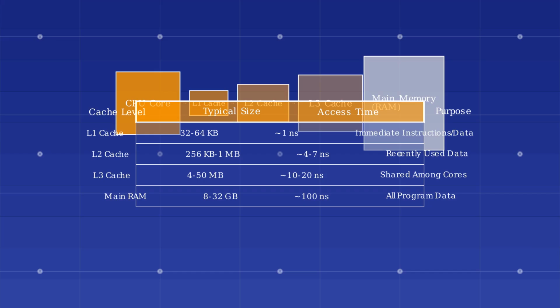L1 cache is the smallest but fastest, typically between 32 to 64 kilobytes with access times of about 1 nanosecond. L2 cache is larger but slightly slower, while L3 cache provides even more capacity but with increased latency. Main memory is vastly larger but much slower to access.